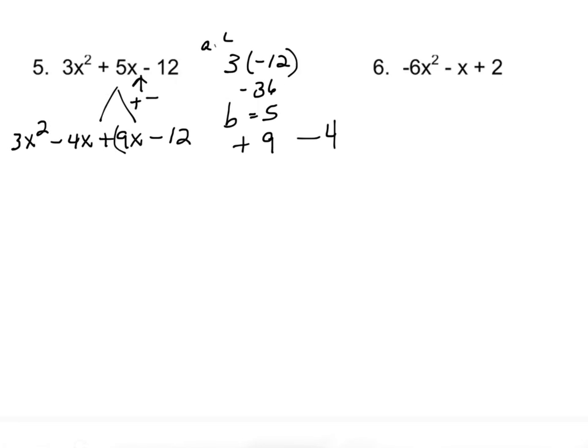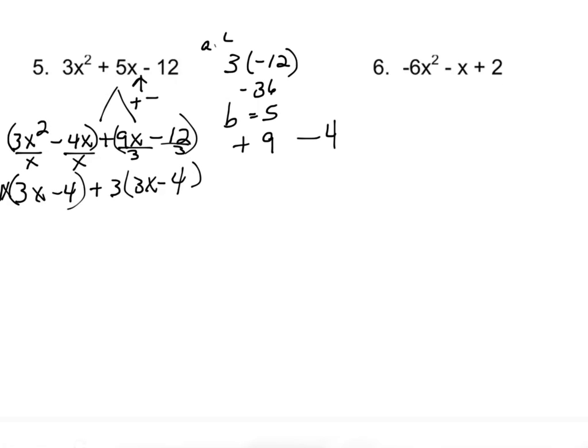And then I group. Factor out an x here. That leaves me with 3x minus 4. And there's an x in front that I forgot to write. See if I can fit it in there. And then here I'm going to factor out a 3. That leaves me with 3x minus 4 when I do the division. So one factor is 3x minus 4, and the other factor is x plus 3.